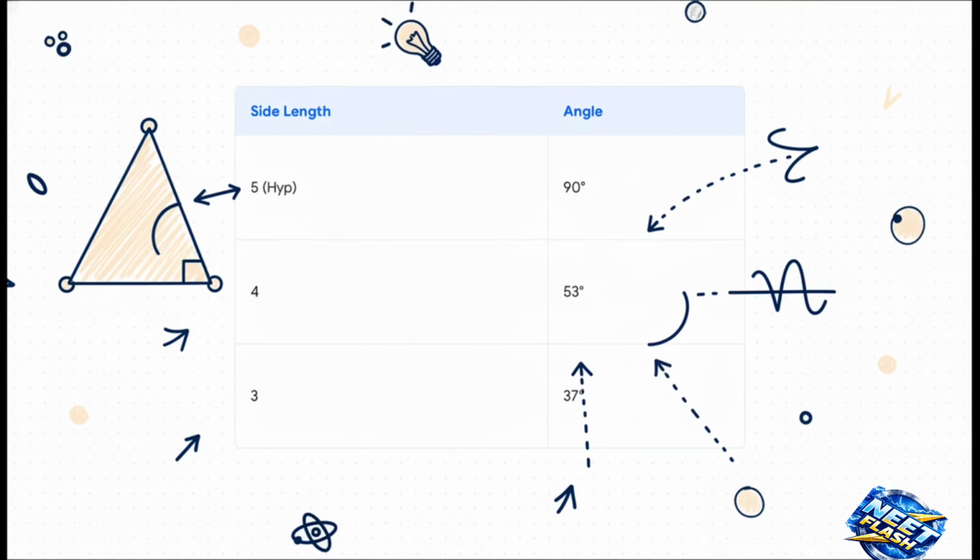The rule is this: the largest side always faces the largest angle. So the hypotenuse, which is side length 5, faces the 90-degree angle. The side length 4 faces 53 degrees, and the smallest side 3 naturally faces the smallest angle, which is 37 degrees. If you can just visualize this relationship, I promise you'll never mix up sine and cosine values for these common angles ever again.